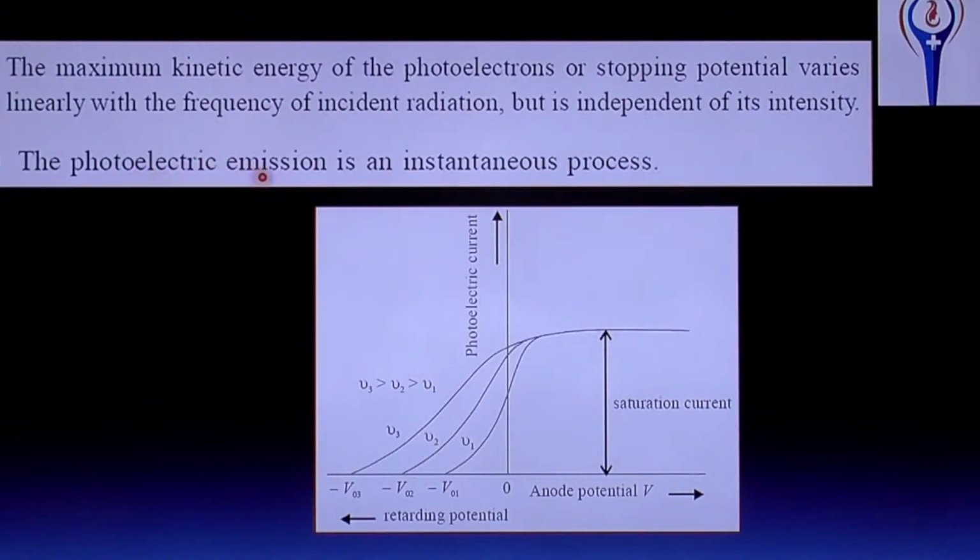And photoelectric emission is an instantaneous process. What is an instantaneous process? Immediate. When your light falls, photoelectric effect will be produced. Photoelectron will be emitted. It's not that light falls at this time, and after a certain time the photoelectron is emitted. Immediately when your light falls, the photoelectron will be ejected. That is the instantaneous process. No delay.